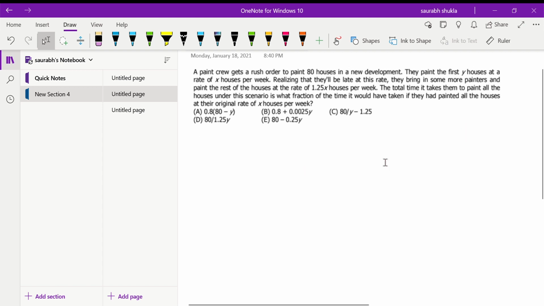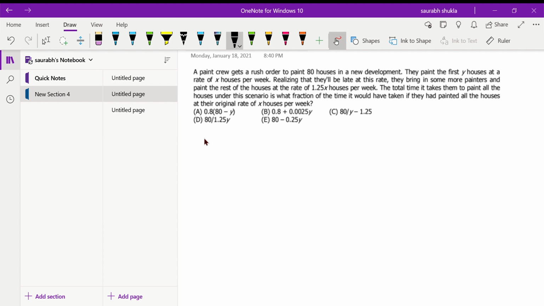Hello friends. So today we are going to solve another problem solving question from the topic rate and work. All right. So let's just look at the question. A paint crew gets a rush order to paint 80 houses in a new development.